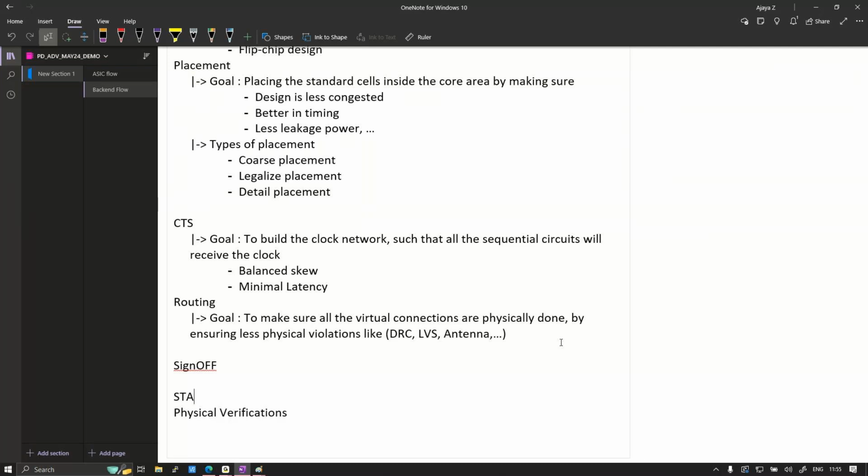So in STA perspective, we have two categories. One is pre-layout STA, or let's say first, what is STA? We will discuss what are the concepts inside STA. What is clock? What is delay? What are the timing exceptions? Like that, we have multiple concepts.